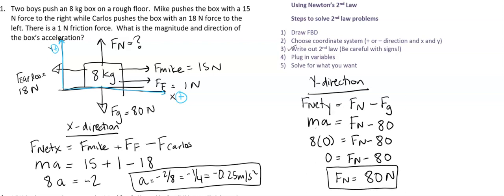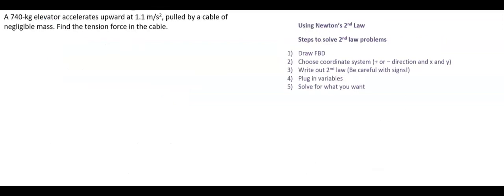Oh my goodness, so fun. Okay, so in this case, Fn and Fg are balanced. It is not moving up and down, so they're equal in size but opposite in direction. Cool. Okay, so let's go ahead and solve one more problem involving Newton's second law.